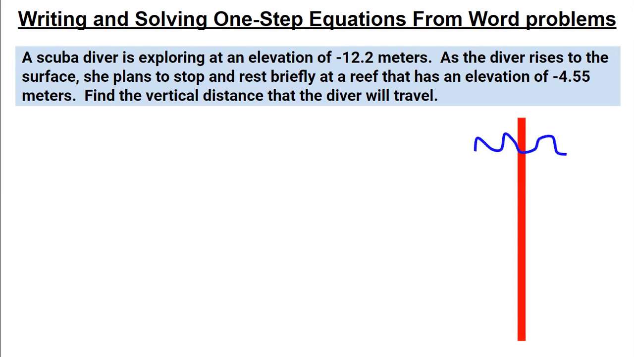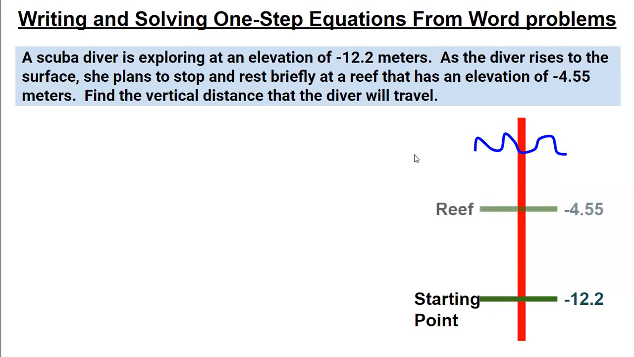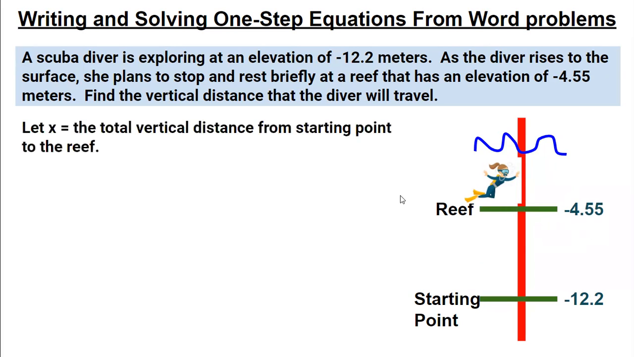So here is the water level. The diver's under the water starting at negative 12.2. Water level is 0. She's going to go up to a reef and rest. So there she is, swimming up to the reef. She's now at negative 4.55. Let x equal the total vertical distance from the starting point to the reef. So this is x, from the starting point to the reef.